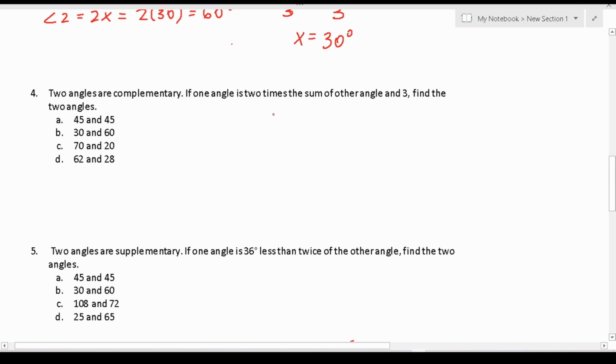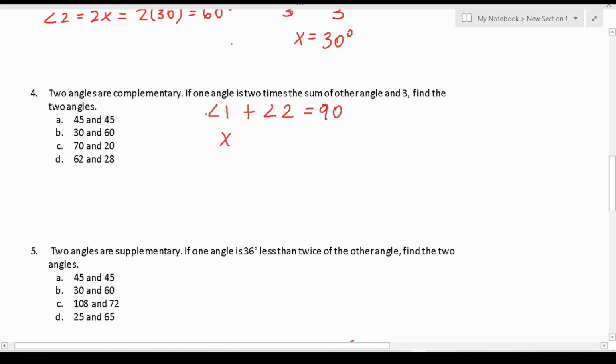Question 4 says 2 angles are complementary. If one angle is 2 times the sum of the other angle and 3, find the 2 angles. So first, I'm going to write down what I know about complementary angles. That is, angle 1 plus angle 2 will be 90 degrees since they're a complementary pair of angles. Now I have to take this word problem and convert it into an algebraic expression that will allow me to solve for x.